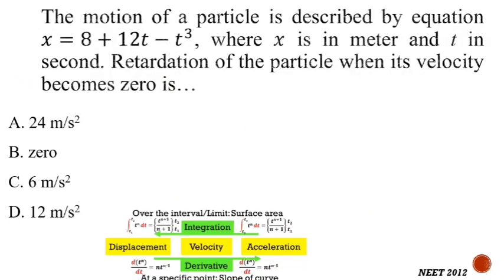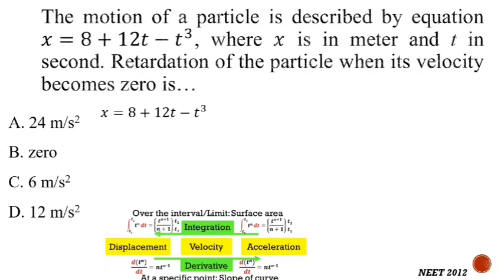Next problem, the motion of a particle is described by the equation x equal to 8 plus 12t minus t cube, that means displacement is given, where x is in meters and t in seconds. The retardation of the particle when its velocity becomes 0 is asked. Retardation is nothing but negative acceleration.